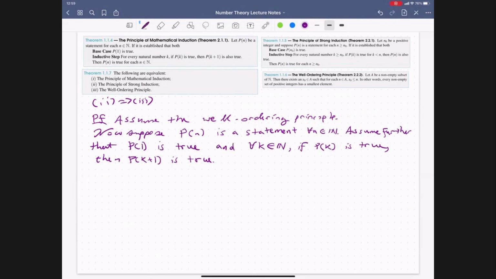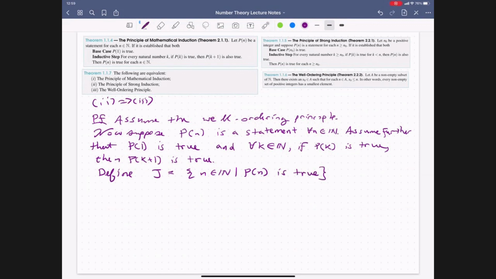Okay, so here we have our assumptions. We have that P of n is a statement for every natural number n. And we're assuming that P of 1 is true, and then for each natural number k, if P of k is true, then P of k plus 1 is true. So in other words, the base case and the inductive step. And now comes the beautiful part of this proof. So we're going to create a set. So define J to be the set of natural numbers n such that P of n is true.